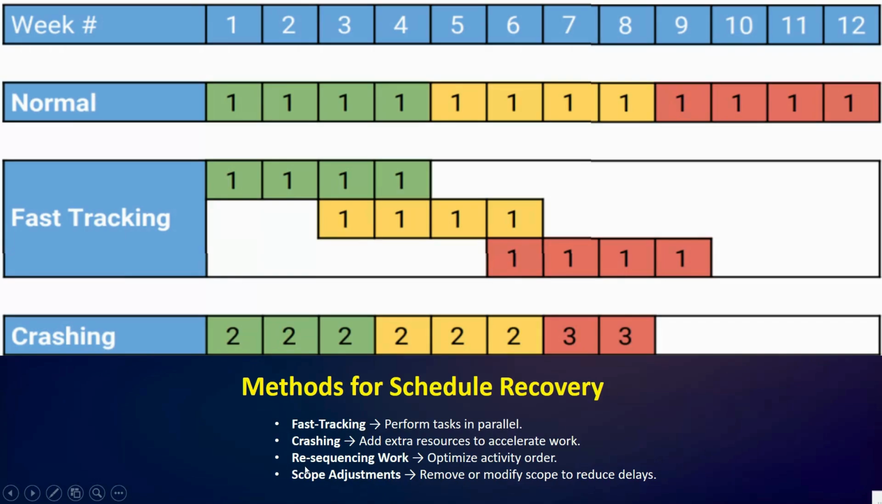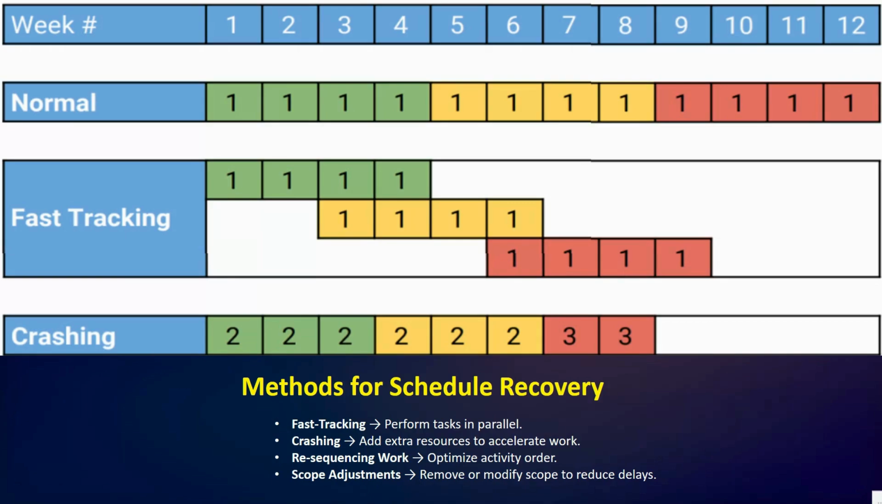So the third method we have here is resequencing work, optimize activity order. In this approach, we change the order of activities to make the workflow more efficient and reduce delays.